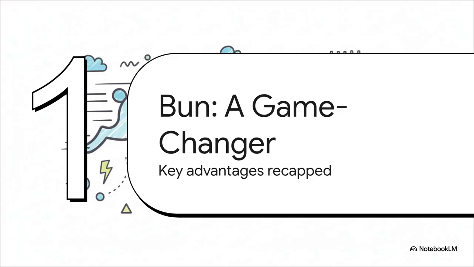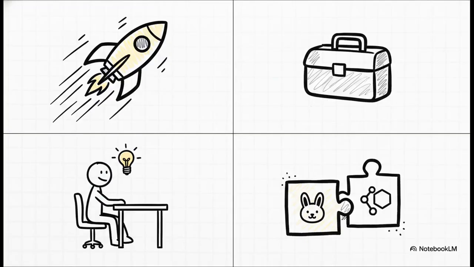Okay, so let's pull back and put it all together. Why are so many people calling Bun a potential game changer for the entire JavaScript world? Let's just quickly recap the main advantages that we've talked about. It really boils down to these 4 things. First, its incredible speed, which we've seen.